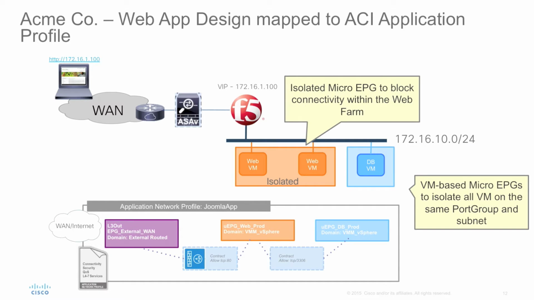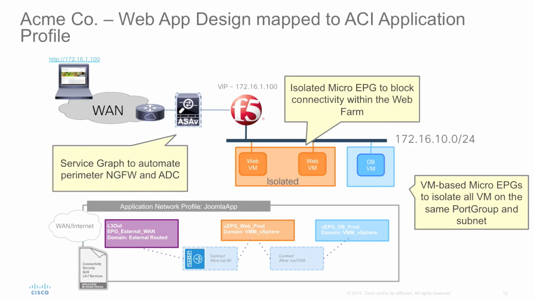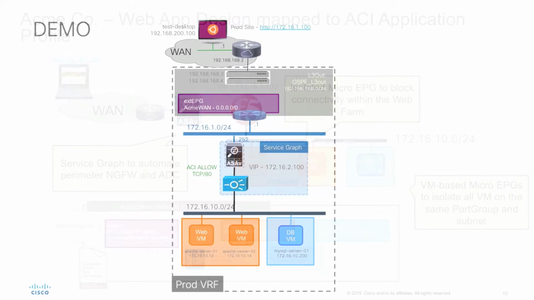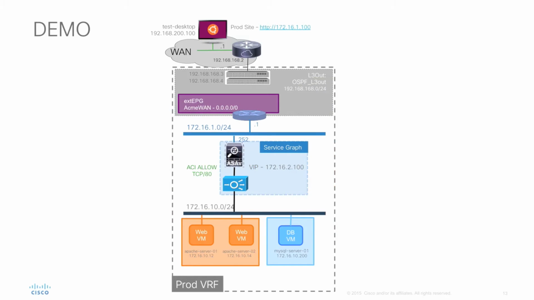We will be using the isolated micro EPG feature to block connectivity within the web farm, and the contracts will prevent VMs from connecting to the database except on the protocols for which they are required. The service graph will be used to automate the perimeter next generation firewall and the application load balancer. And this is the demo topology, looking at it in greater detail.